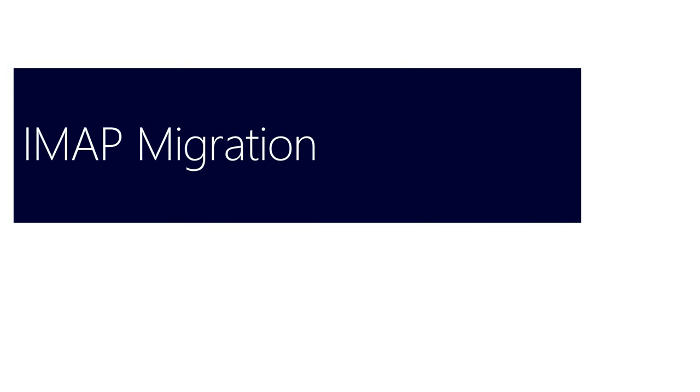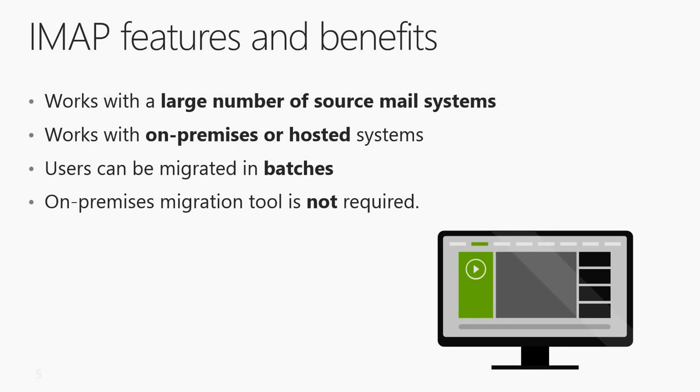And let's see a little bit what are the main features and benefits of an IMAP migration. First of all, it works with a large number of source mail systems. This means that the mail system that is a source could be Linux, could be Lotus Notes, could be Exchange, could be basically any server, as long as IMAP is configured properly on that server, and of course as long as the hoster of this service does allow us to perform this type of migration.